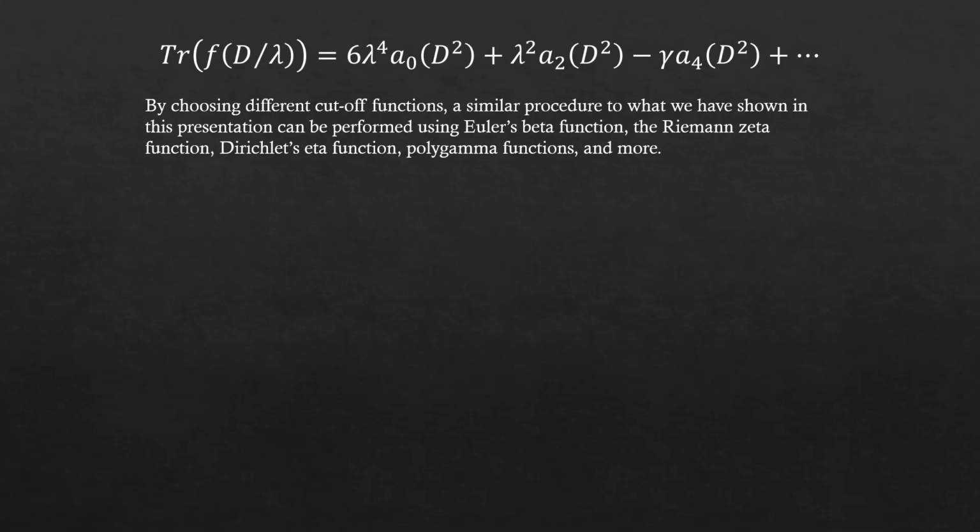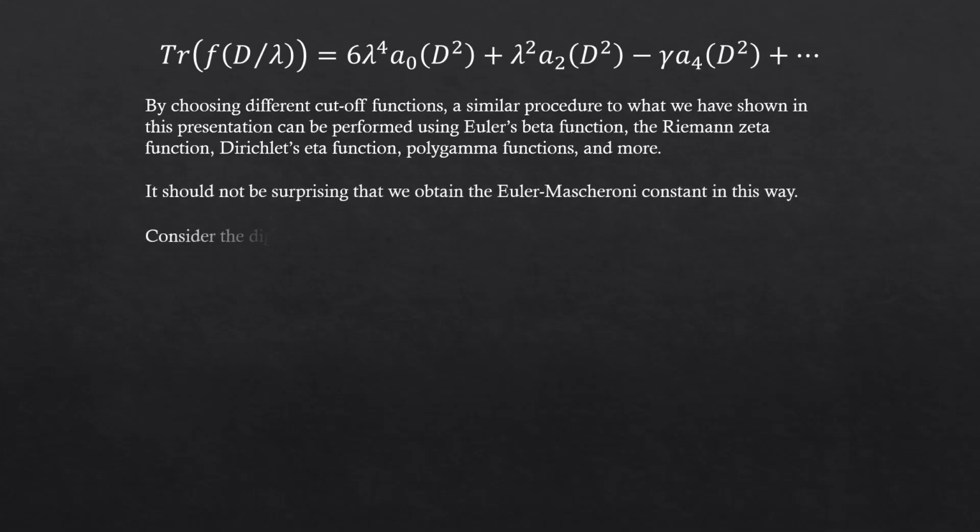But by choosing these different cutoff functions, a similar procedure to what we have shown in this presentation can be performed using Euler's beta function, the Riemann zeta function, Dirichlet's eta function, polygamma functions, and more. Based on what behavior we're trying to look for in our integration and in our cutoff values, we can choose different things to correspond with different levels of simplicity. It should not be surprising, though, that we do obtain the Euler-Mascheroni constant in this way, however.